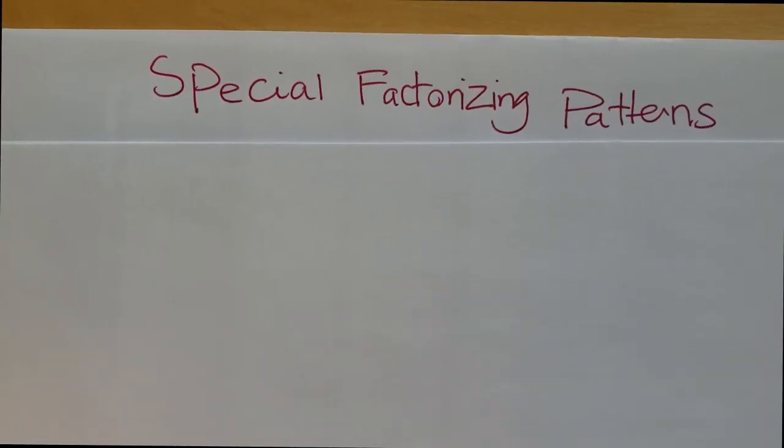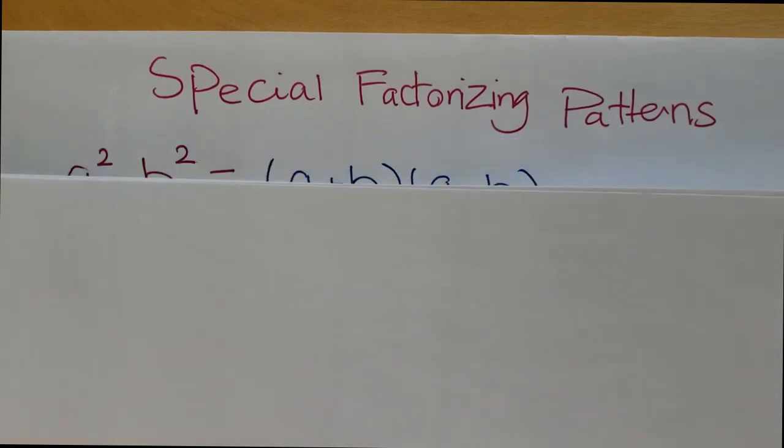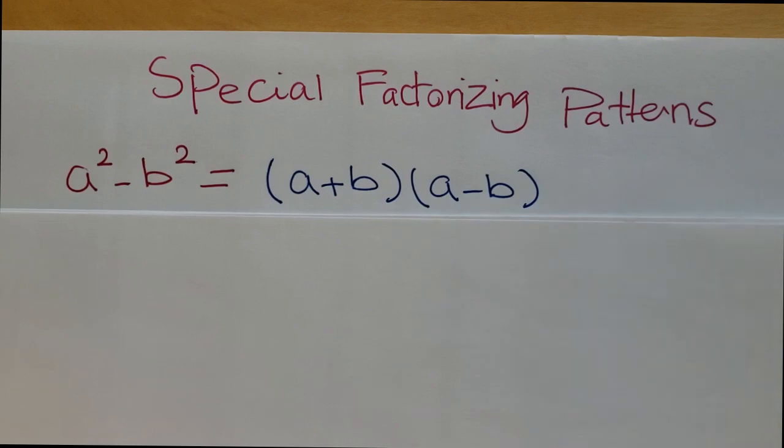Okay, now let's talk about the special factorizing patterns. There are a few important patterns in math which you can use to make it easier for yourself to simplify big expressions into smaller ones, or even when you're doing equations of higher orders, you can follow these rules. The first one, which is very important, is a squared minus b squared, which is called the difference of two squares.